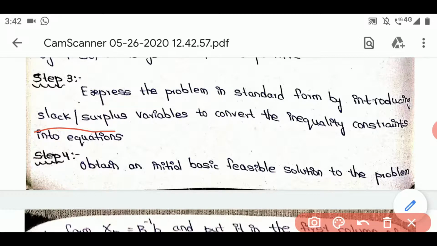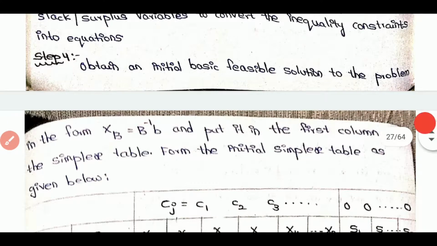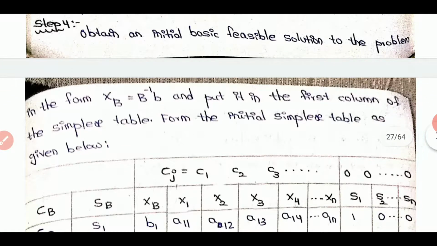This will be explained in the sum, how to convert the inequalities into equations. Okay, now let's see the fourth step in the simplex problem. In step 4, we will obtain an initial basic feasible solution to the problem in the form of xB equals B inverse b and put it in the first column of the simplex table, the initial simplex table as given below.